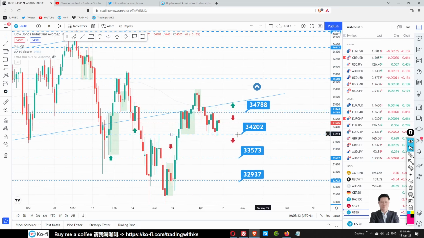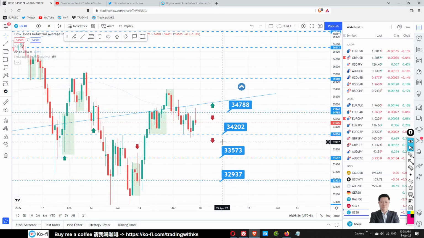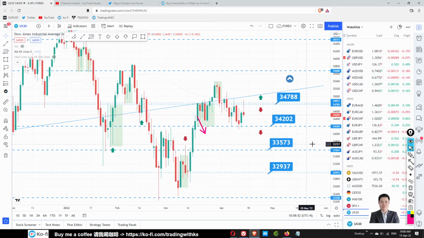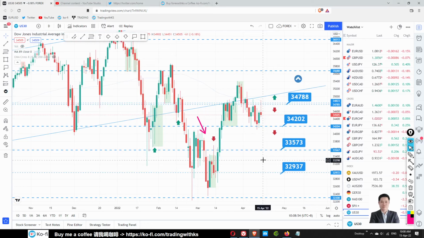Oh, sorry, we still got Dow Jones. Okay, Dow Jones, we got a pin bar over here. We got another pin bar. So there's opportunity to sell for Dow Jones. A pin bar from the 34788 area towards this 34202 area. We got an opportunity to sell. There's rejection at 34788. So opportunity to sell this pin bar towards 34202 or even lower, 33573.